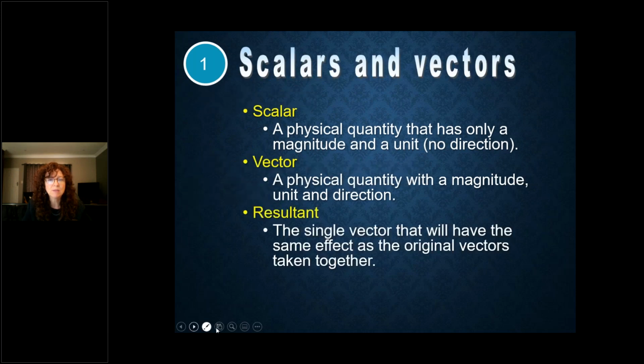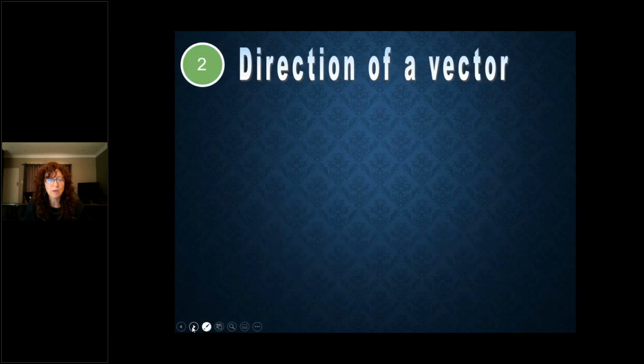The resultant, what is the resultant? This is also scary. Some grade 12 learners don't know what a resultant is. So make sure that you do know the single vector that will have the same effect as the original vectors taken together. That's the resultant. Okay.